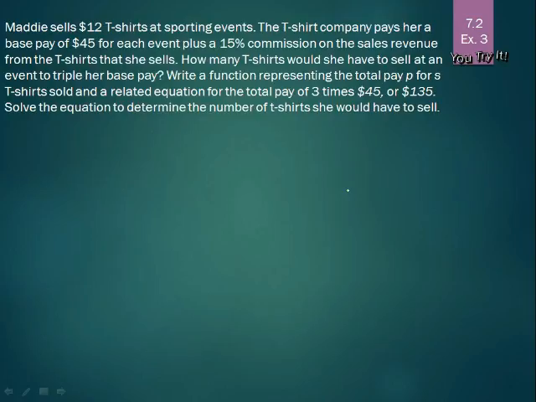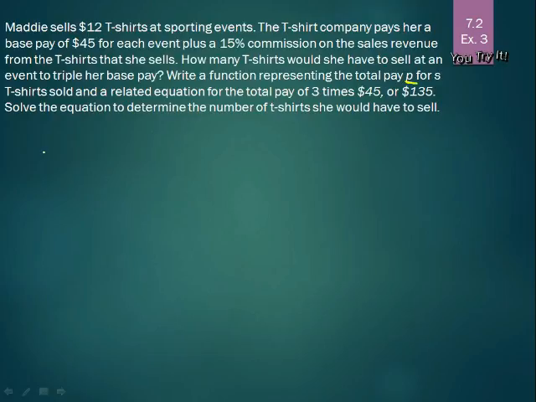Write a function representing the total pay, P, for S t-shirts sold, and a related equation for the total pay of 3 times $45, or $135. Solve the equation to determine the number of t-shirts she would have to sell. Okay, so we first need to write a function representing the total pay, P, for S t-shirts sold.